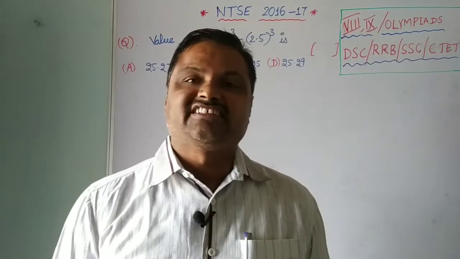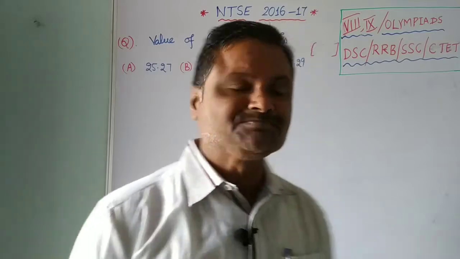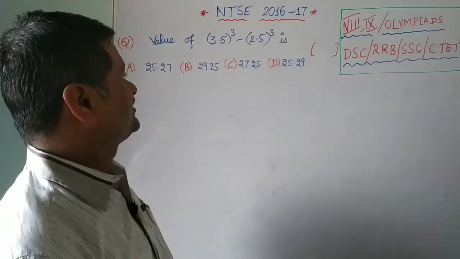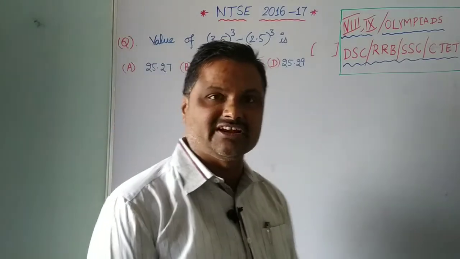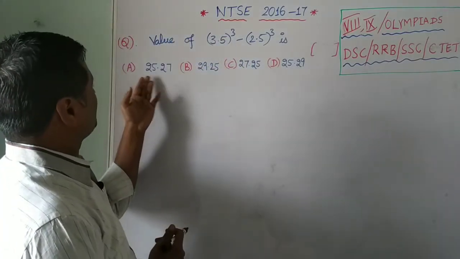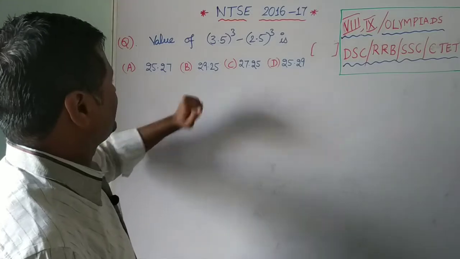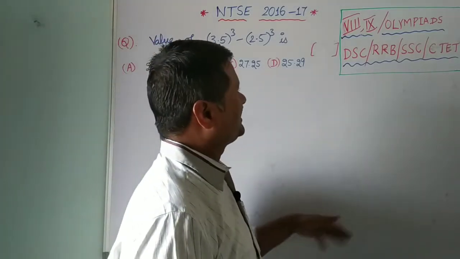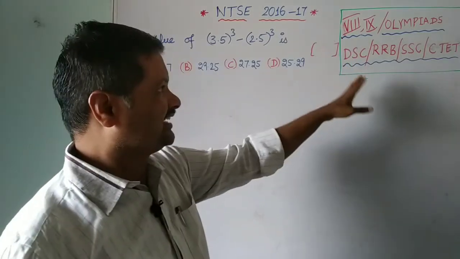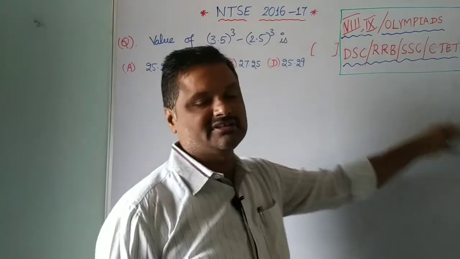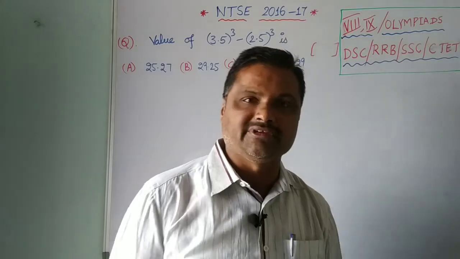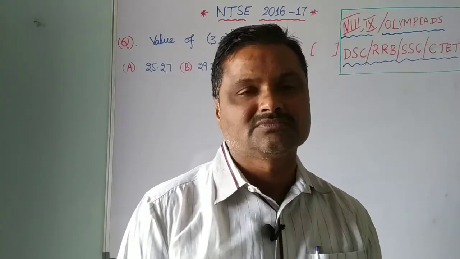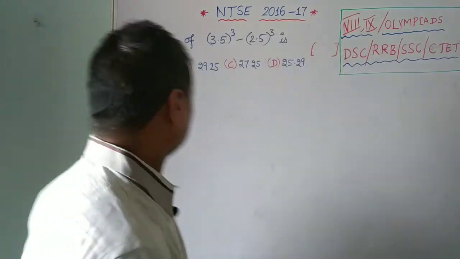In the SSC 2016-17 question, next one. The value of 3.5 whole cube minus 2.5 whole cube is, we have to determine. The options are 25.27, 29.25, 27.25 and 25.29. This plays an important role for 8th, 9th Olympiads, DSC, RRB, CTET, SSC, IBPS, MAT, SAT, etc. Very important. So let us go through it now.